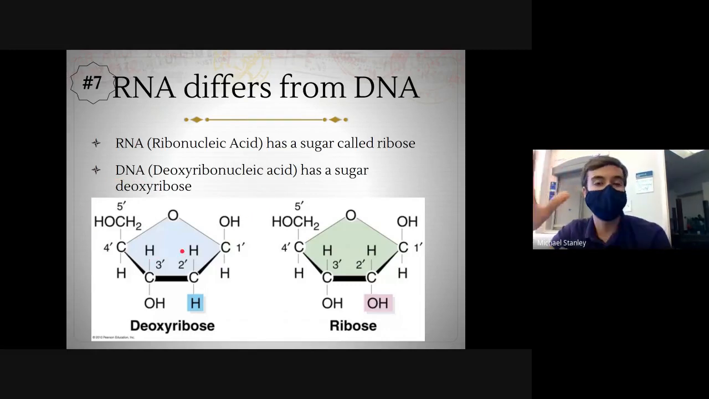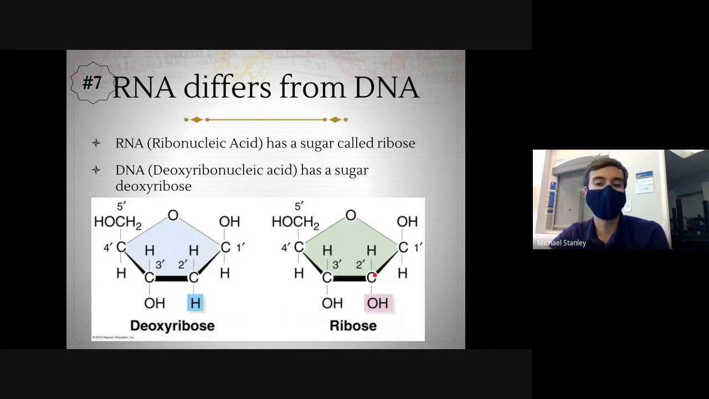Remember, they each have that pentose sugar, that 5-sided sugar that makes up the phosphate sugar base of the nucleotide. DNA has a sugar that looks like this, where one of its carbons is attached to a hydrogen on one side and a hydrogen on the other side. RNA has the exact same setup, except its carbon is attached to a hydrogen on one side and an oxygen hydrogen on the other side.